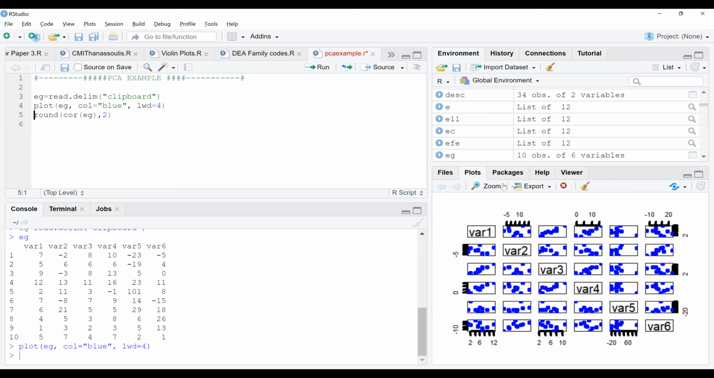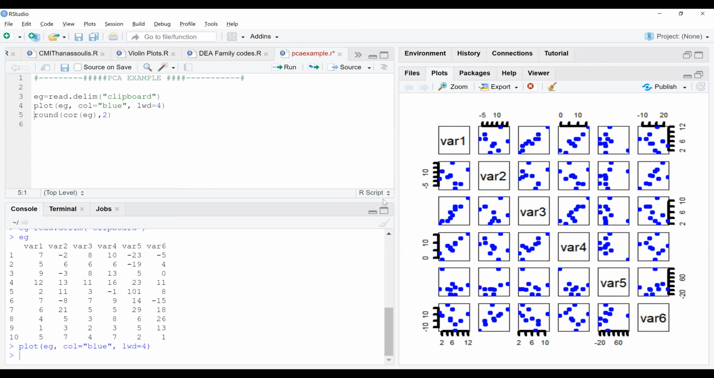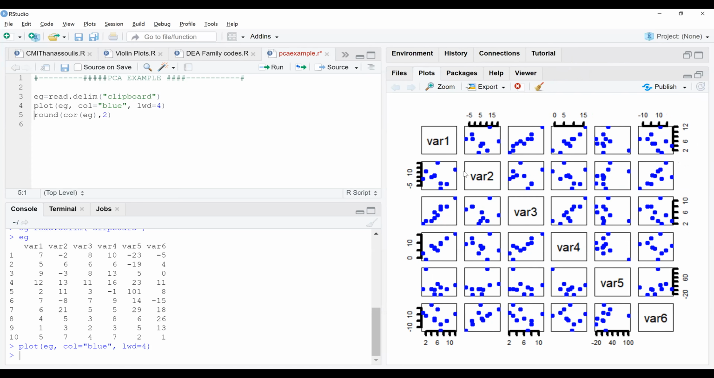So once you do that, wow, now you can see on the right side, the entire scatter plot is showing. So this is a scatter plot. It tells you the relationship in a picture form, the relationship between each variable and the other.